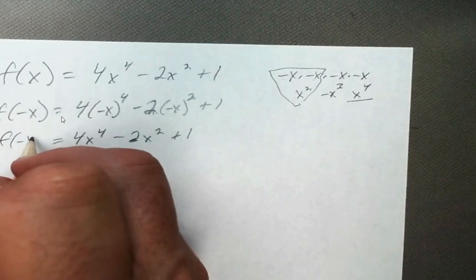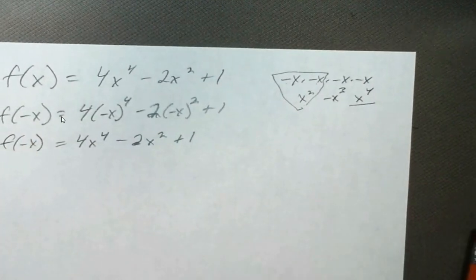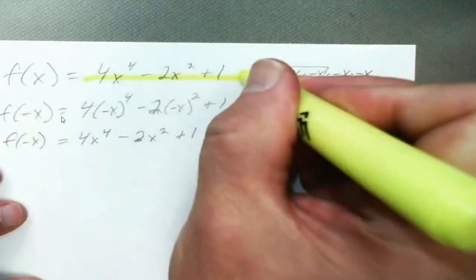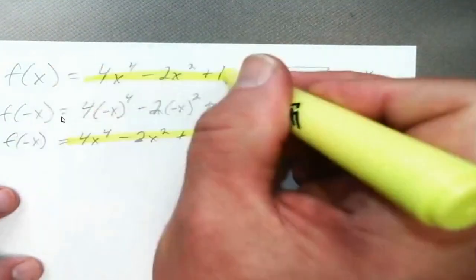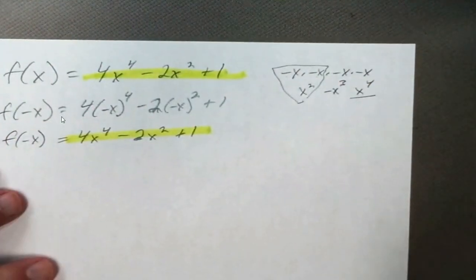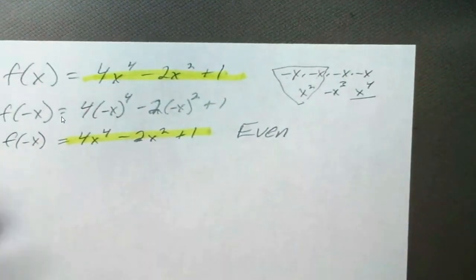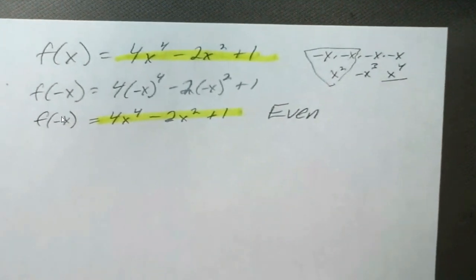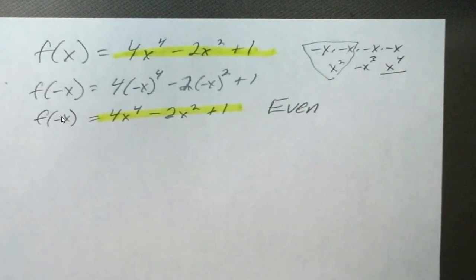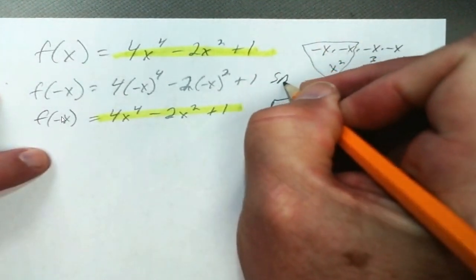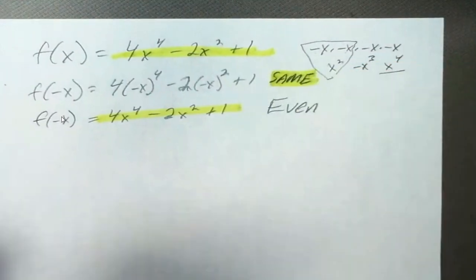So f of negative x is exactly the same. There's not a single difference between there. This is an even equation. Same. It's even.